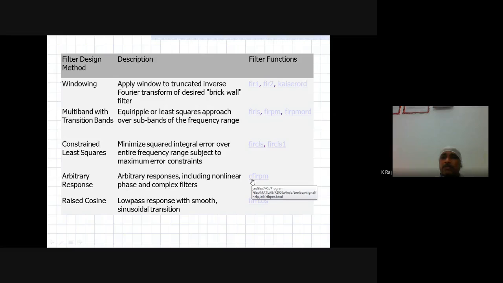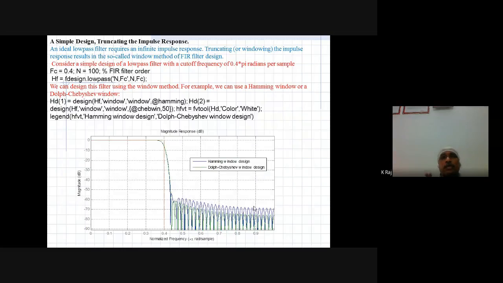In this one, we use arbitrary responses including non-linear phase and complex filters, and the MATLAB command is CFIR-PM. And the raised cosine method is for the low pass response with smooth sinusoidal transition, and the MATLAB command is FIR-RCOS. These are the commands which will be used in order to design the filter.